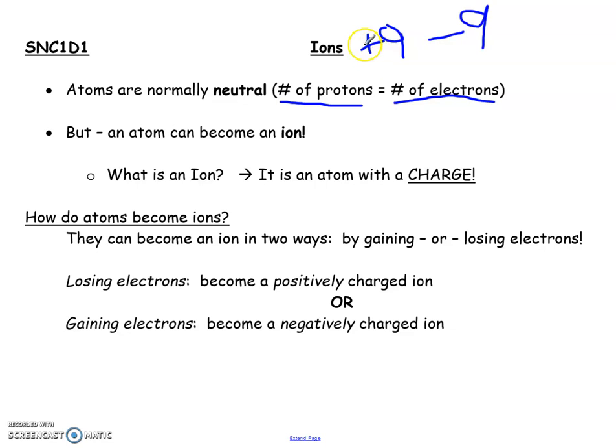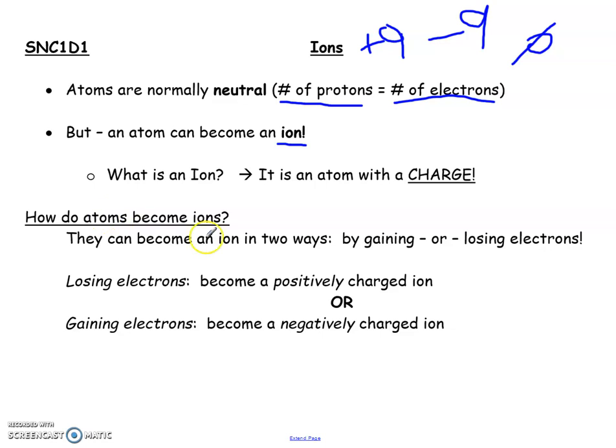So I have positive 9 because I have 9 protons, and I have negative 9 because I have 9 electrons. That adds up to a net of 0, or neutral. But we can have an atom that will become an ion. An ion is an atom that has a charge, meaning it's not neutral, but it's either positive or it's negative.